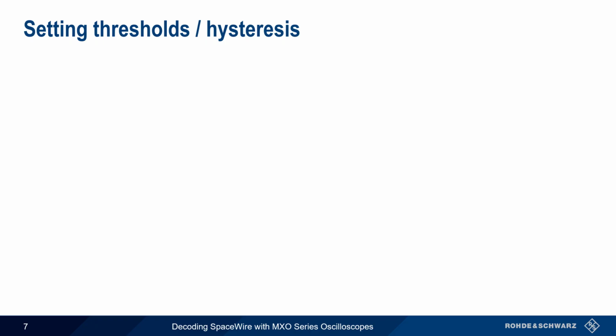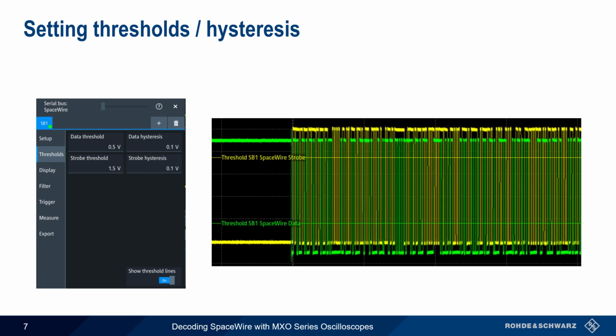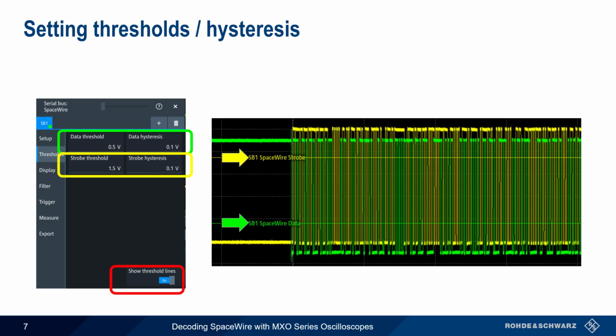After verifying that the input channel levels and time base are configured properly, the next step is setting thresholds and hysteresis values for the data and strobe signals. These are voltage values that are used to differentiate a logical 0 from a logical 1. Here, the data channel threshold is set to 0.5 volts with a hysteresis value of 0.1 volts, and the strobe channel threshold is set to 1.5 volts and the same hysteresis value. Note that enabling Show Threshold lines can make it easier to determine whether these thresholds are correctly configured for the measured signals.